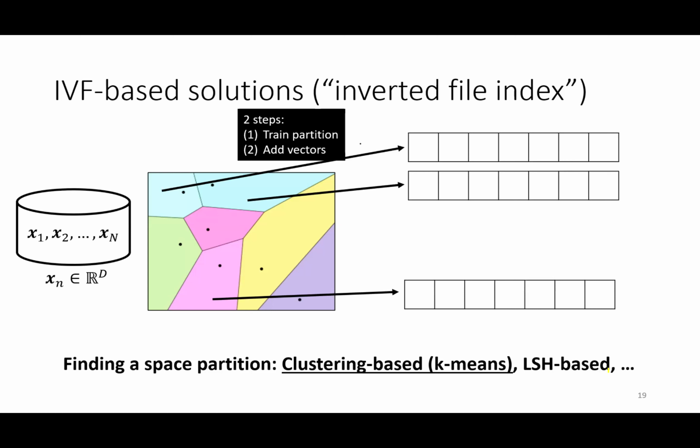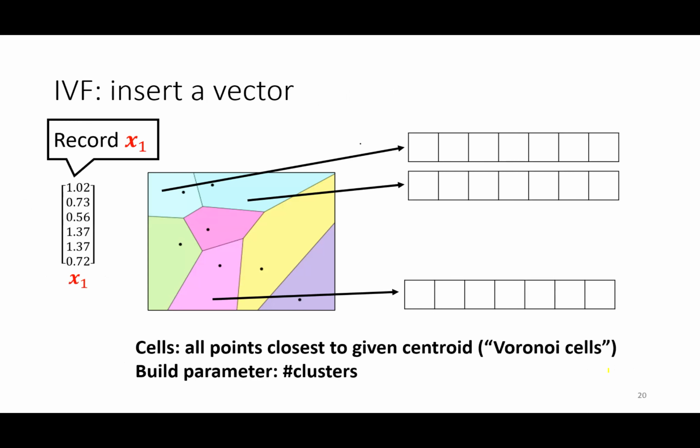What is then the data structure going to be? With each centroid, with each partition here, you're going to associate a list of potential points. How do you insert a point? Well, you do the kind of obvious thing of, you look, where is the point? Let's say it's over here. Then you associate it with its closest centroid and you put it in this list. X1 goes here. This is how you build the index. The index is then the centroids and all of these lists. One build parameter: how many clusters do you want?